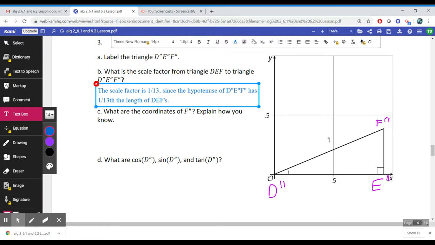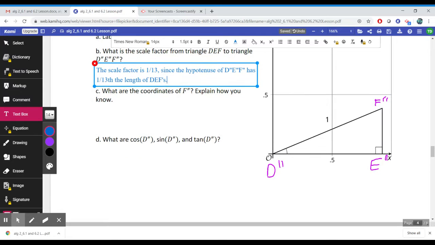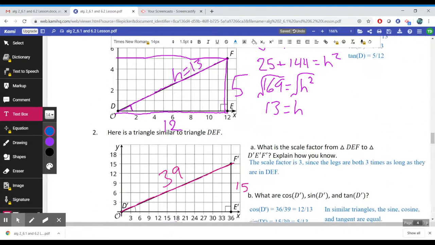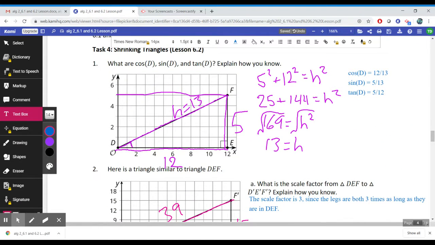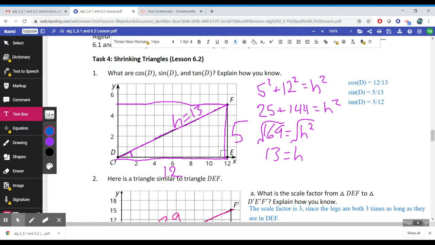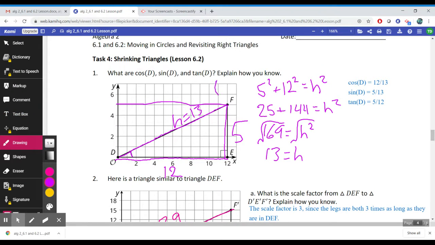My explanation there is since the hypotenuse of D double primed, E double primed, F double primed has 1/13 the length of DEF's hypotenuse. So what are the coordinates of F double primed? Explain how we know. Well, if we take a look at DEF, we can see that F has coordinates of 12, 5.